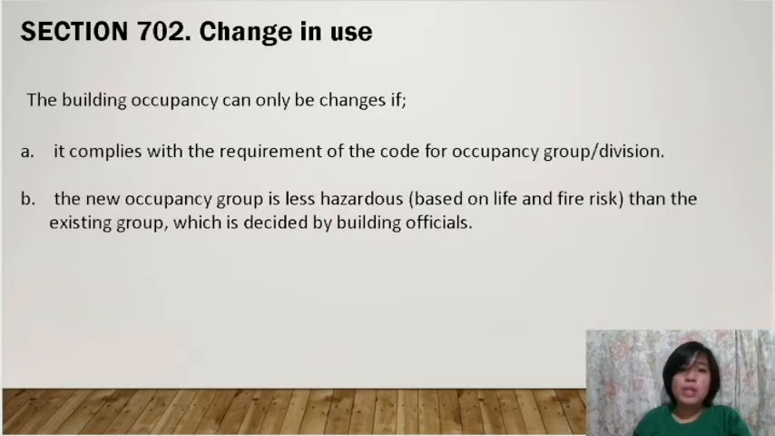Section 702, change in use. A building occupancy can only be changed if it complies with the requirements of the new code of occupancy or group or division, or if the new occupancy group is less hazardous based on life and fire risk than the existing occupancy group, which is decided by building officials.